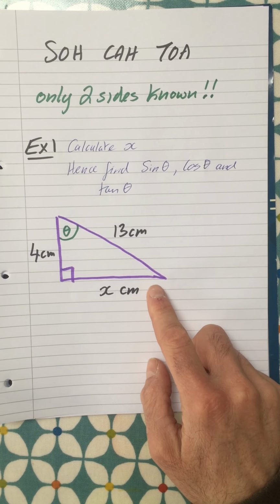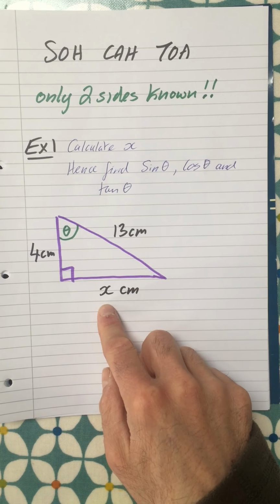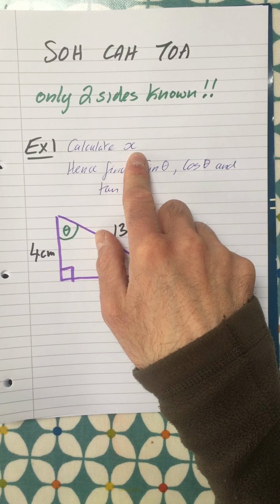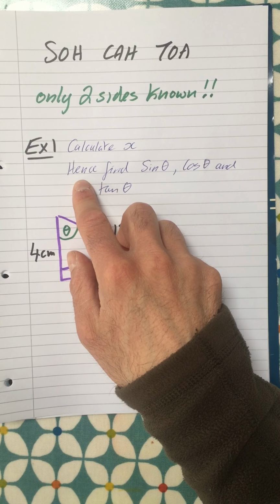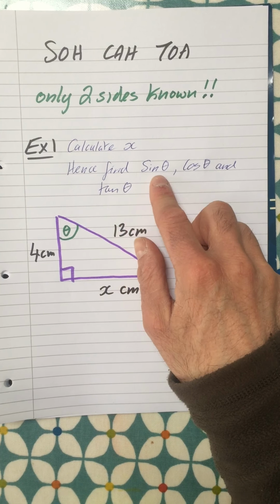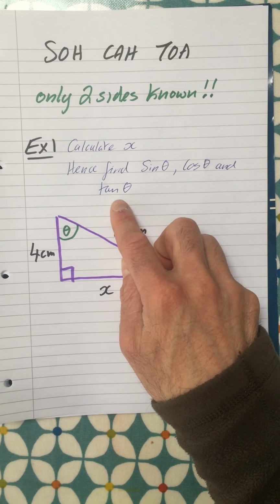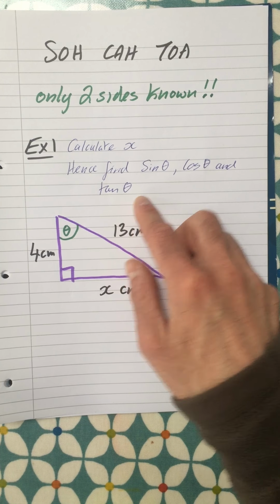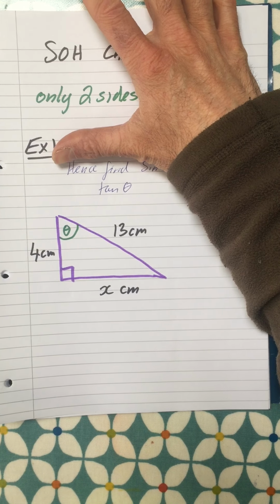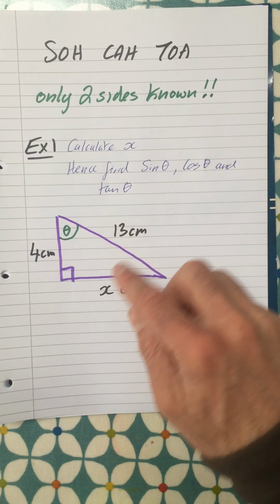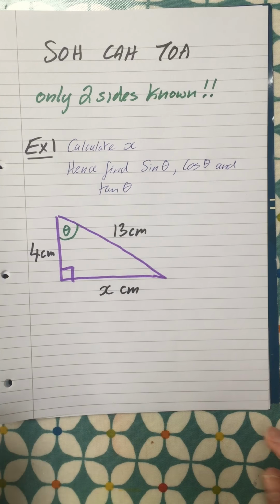In this question, we're being asked to find out what x is first, calculate x, and then it says hence, or therefore, find sine of theta, cos of theta, and tan of theta. So even if they didn't ask us to find the third side, for us to be able to find out sine, cos, and tan, we need to know all three sides. So let's do the first part.